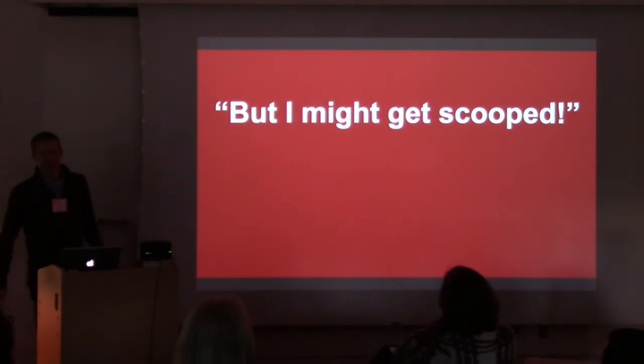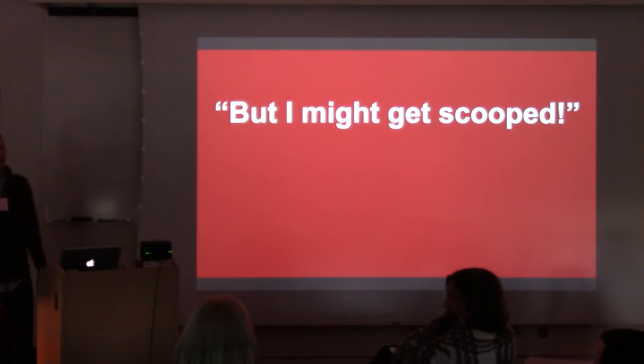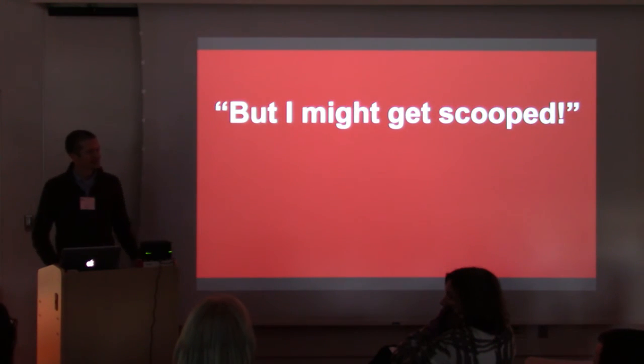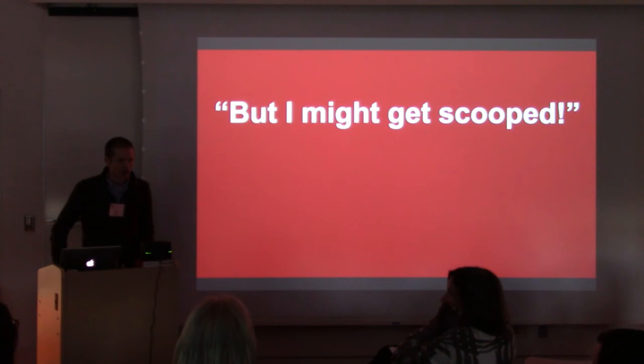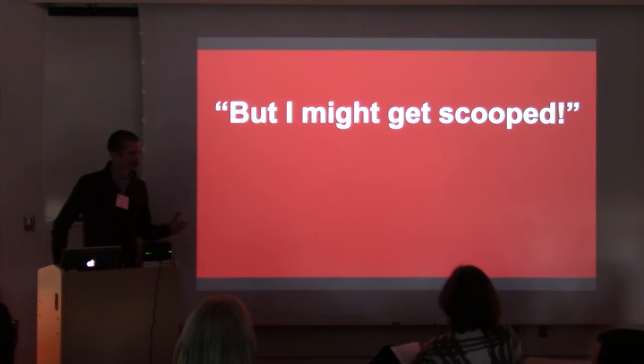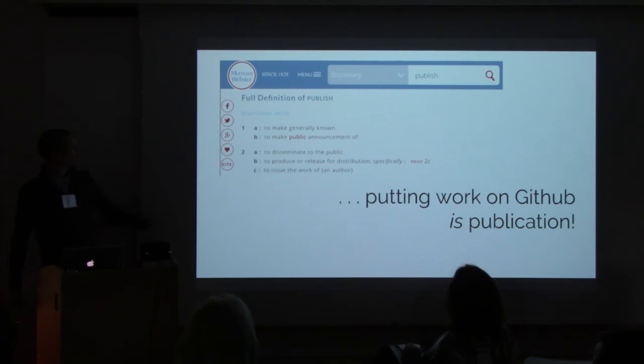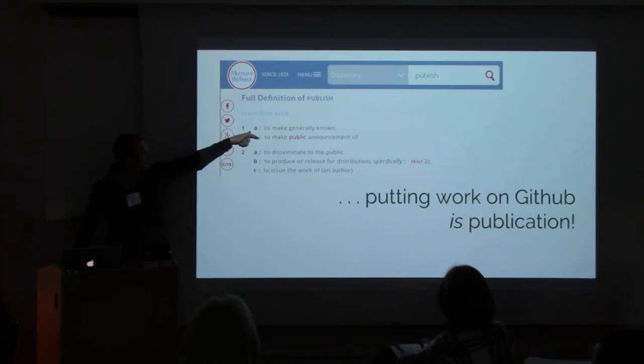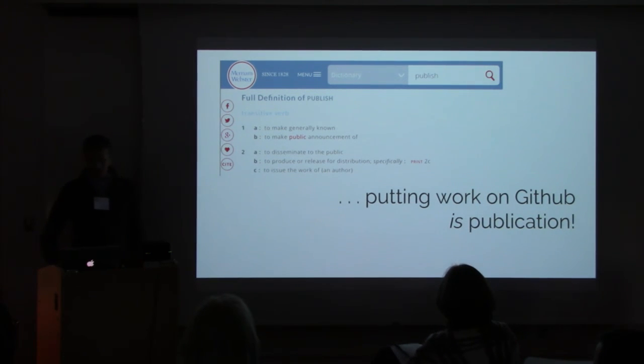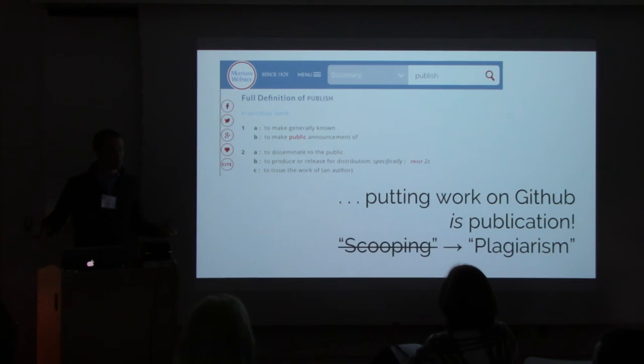which I think is awesome. Now you're going to tell me, Jake, I can't do this because I might get scooped, right? And it's true, this is an issue, but if you think about what scooping is, you're worried about people publishing what you're going to publish before you publish it, right? But let's look at the definition of publish. It means to make generally known, to make public announcement, to disseminate to the public. Putting work on GitHub is publication. And once you've published something, there's a name for scooping. It's called plagiarism.